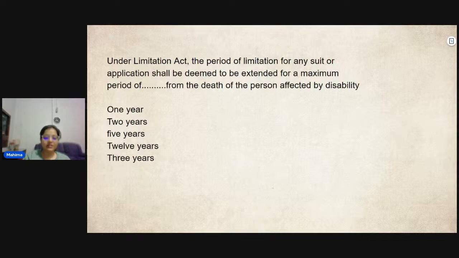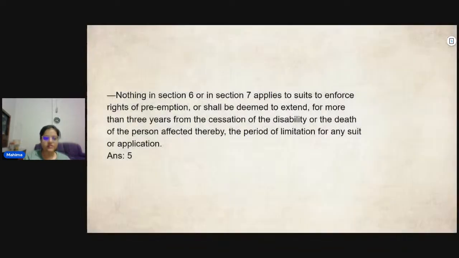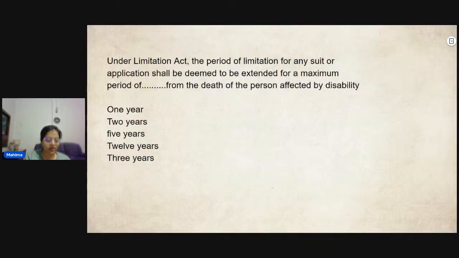Under Limitation Act, the period of limitation for any suit or application shall be deemed to be extended for a maximum period of dash from the death of the person affected by disability. 1 year, 2 years, 5 years, 12 years, or 3 years. Yes, it is 3 years. So this is also done.